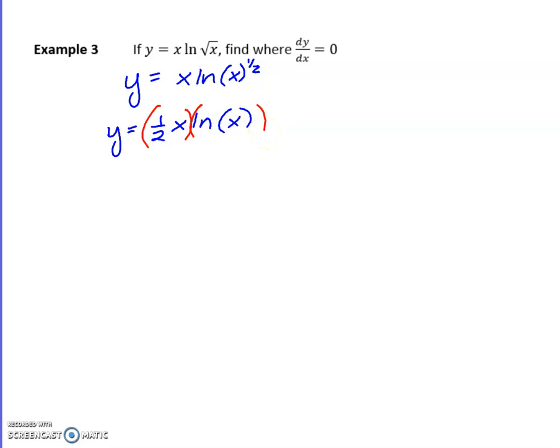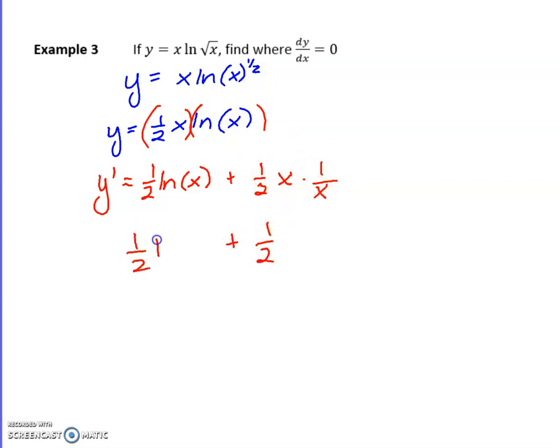Okay, so the derivative would be derivative of the first, 1/2 times the second, natural log x. Again, if you want to put an absolute value in there, go ahead. Plus the first times the derivative. The derivative of natural log of x is just 1 over x. This is beautiful. That just becomes 1/2. This is 1/2 ln of x.